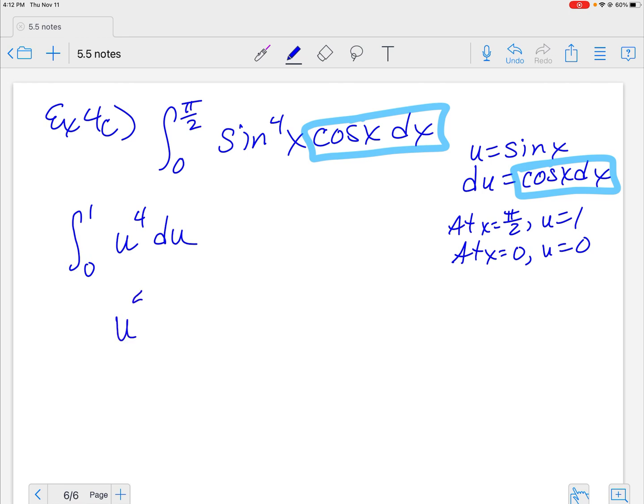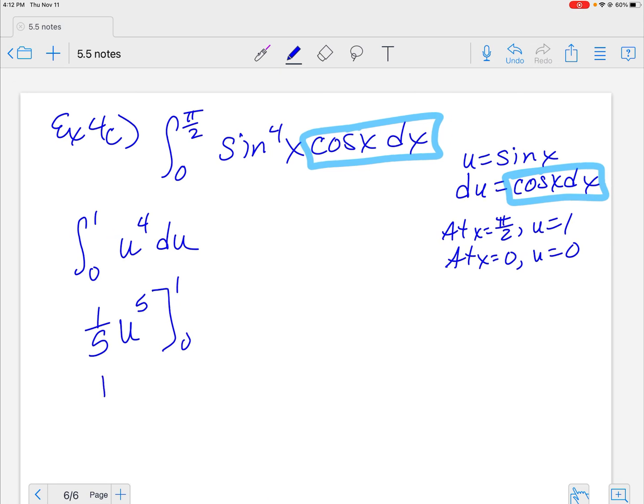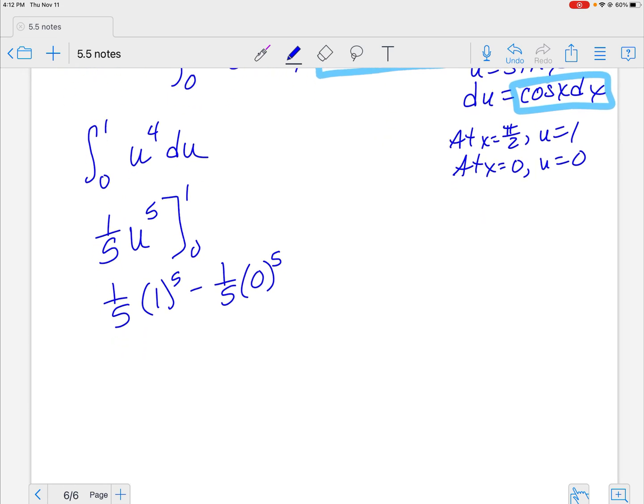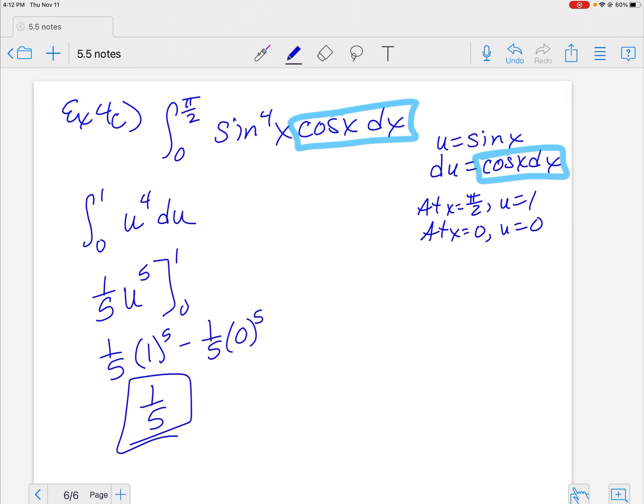That is so nice. U to the 5th and a 1/5 in front. And I'm taking that from 0 to 1. So I've got 1/5 times 1 to the 5th minus 1/5 times 0. So 1 to the 5th is 1. 1/5 minus 0 is 1/5. Cool, right? Yeah, it's not bad at all.